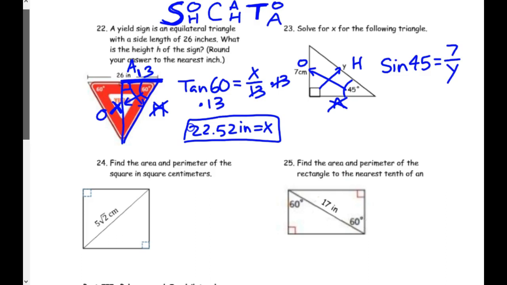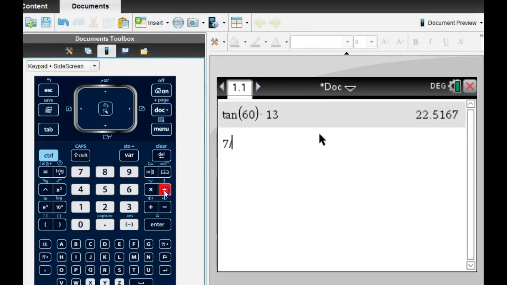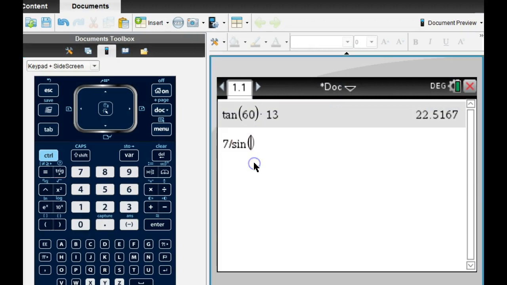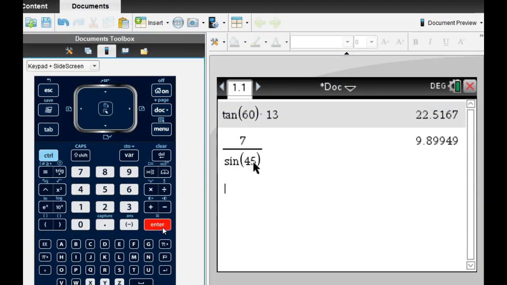Now this is that weird situation. Remember, when the letter y is on the bottom, our little mental trick, we're going to do 2 steps in one. We're going to take the left side and the bottom of that fraction and switcheroo. The y goes to the left, the 7 stays on top, but the sine 45 goes to the bottom. So I'm going to type 7 divided by sine 45. 7 divided by trig sine 45. 9.89, which is going to round up to 9.9. Very close to 10.